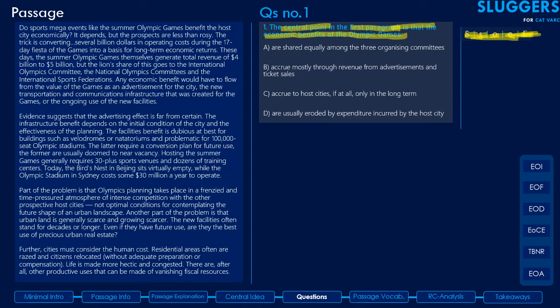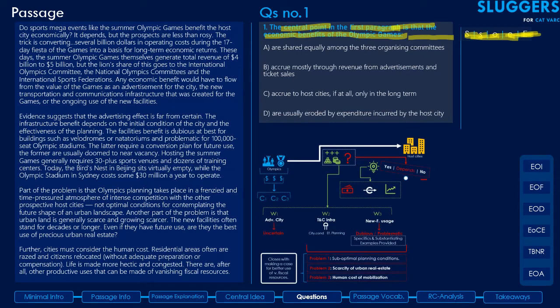You are supposed to fill in the blank here, right? You're supposed to find which of these four options will best complete the sentence, essentially. The central point of the first paragraph is that the economic benefits of the Olympic Games, right? So let's start with the first option: are shared equally among the three organizing committees.